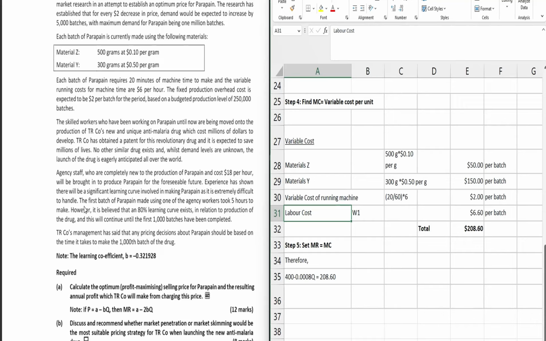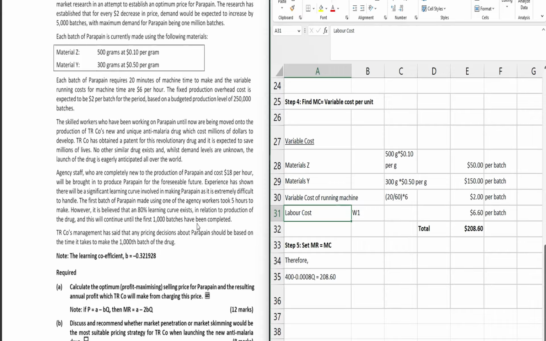And they also said that the first batch of paraffin made by one of the agency workers took 5 hours to make. However, it is believed that an 80% learning curve exists in relation to the production of this drug, and this will continue until the first 1,000 batches have been completed. Okay, so basically, as I said earlier as well, there is a learning curve which is 80%, and this will be applicable till 1,000 batches.